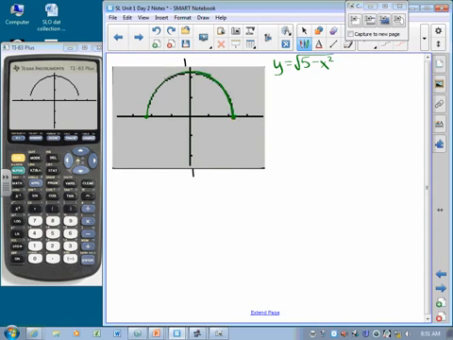It's a semicircle. You can tell because if you square both sides and do a little bit of algebra, you get the equation of a circle. We don't get the bottom half of the circle, so we don't have a plus or minus in front of the radical, and a radical always calls for a positive square root. So that's our graph. I want to know domain and range.